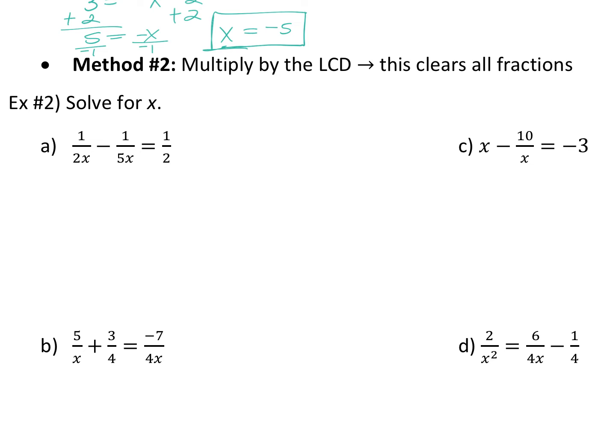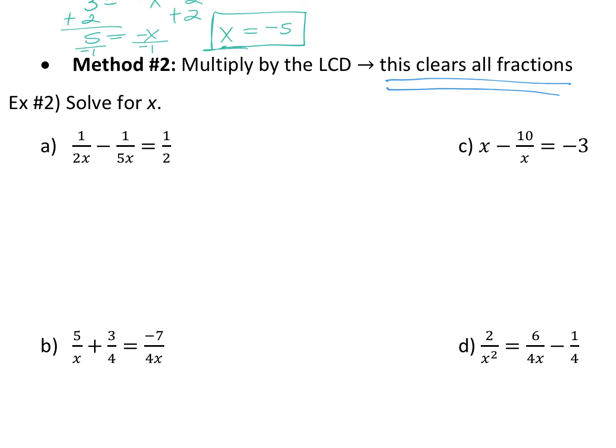Okay, where it gets a little fancier, but more fun, if you ask me, is this second method. And with this one, you have to multiply by the LCD. Do you remember what LCD stands for? Least common denominator, okay? So we're trying to find a number that essentially is going to do us a big old favor by clearing all the fractions. We're trying to get rid of our fractions.